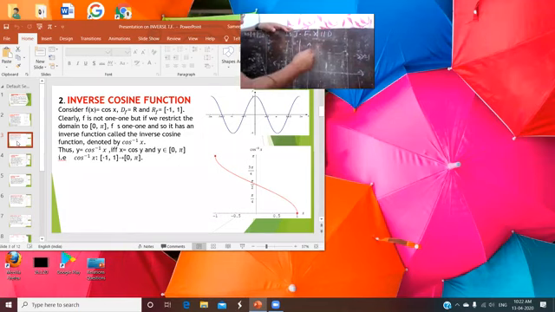So for 0, you have 1, yes, this point. And for pi by 2, you have 0. For pi, you have the value -1, so this point. In the same way, for minus pi by 2, you have again 0. And for minus pi, you have minus 1. Okay. Now plot its graph.